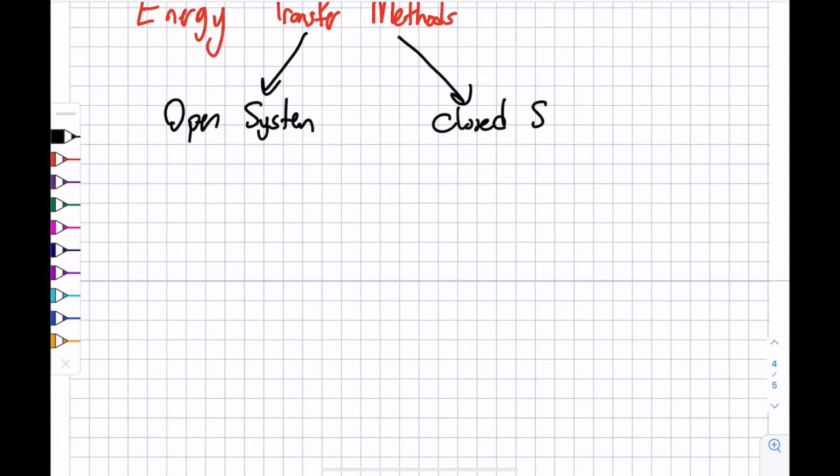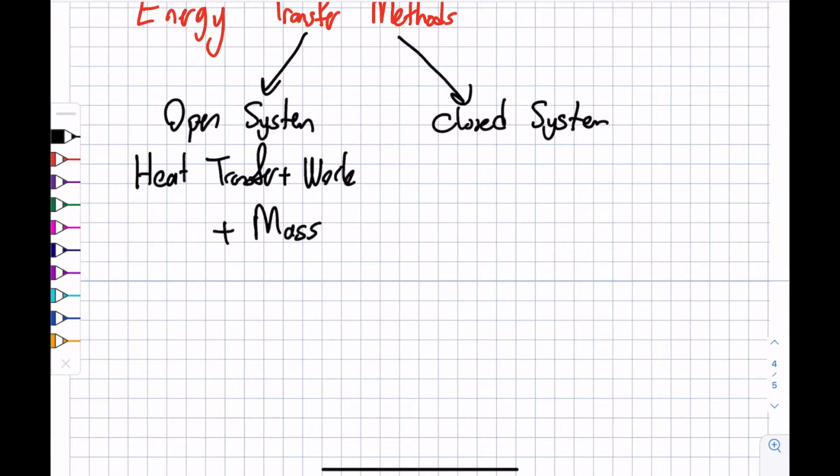Remember that an open system is called a control volume. A closed system is called a control mass, so there's no mass transfer. In the most general sense, the open system can have a heat transfer, it can have work, and it can transfer energy through mass.